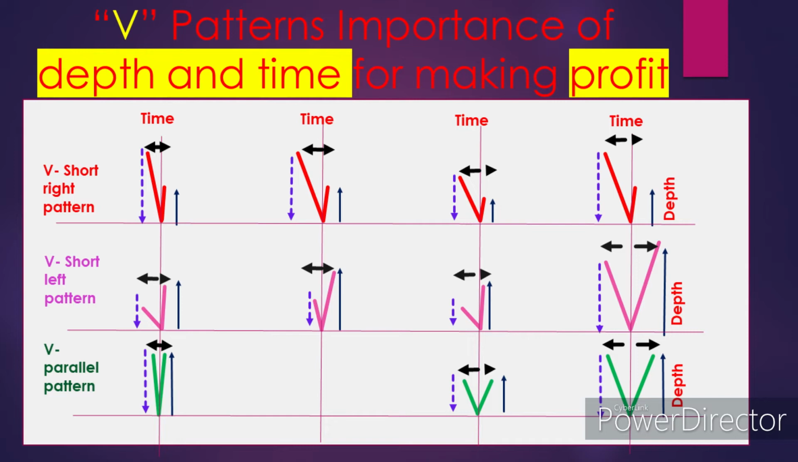There are 2 more important parameters you have to understand. The first one is the time and the second one is the depth of the V pattern. The time indicates how much time it takes to form the V pattern. Specifically, the time required for the Nifty to go from the capital line to the profit line and from the profit line to the risk line or the capital line.